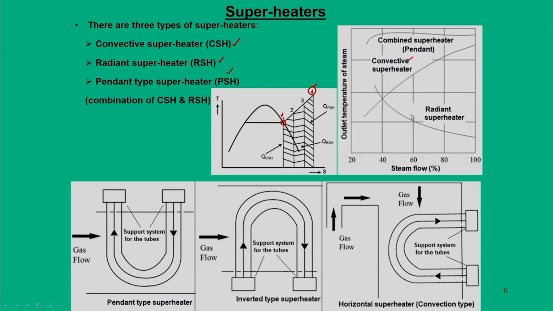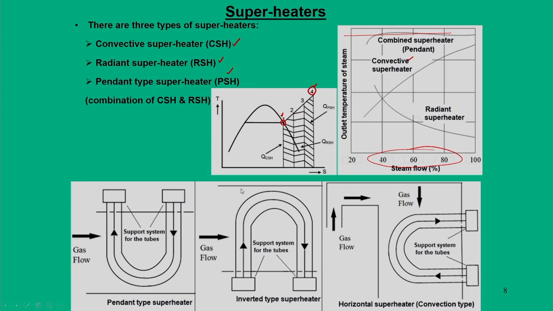Whereas if you use a radiant superheater, with increase in the steam flow rate the outlet temperature drops, but this is not essentially the user requirement. The user wants a flat curve, for example for the operating range of 40 to 80% of steam flow rate, the temperature has to remain flat. For that case the combined superheaters are most beneficial, and they are called pendant type superheaters. That is the main advantage.